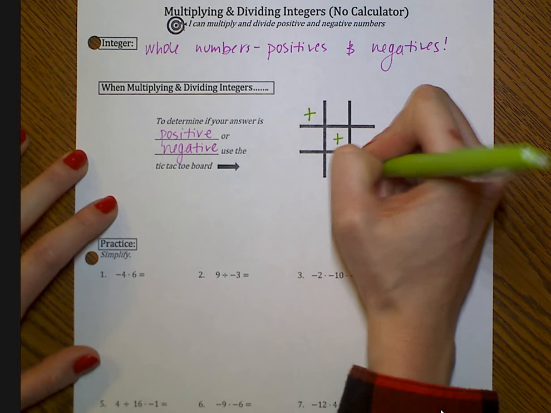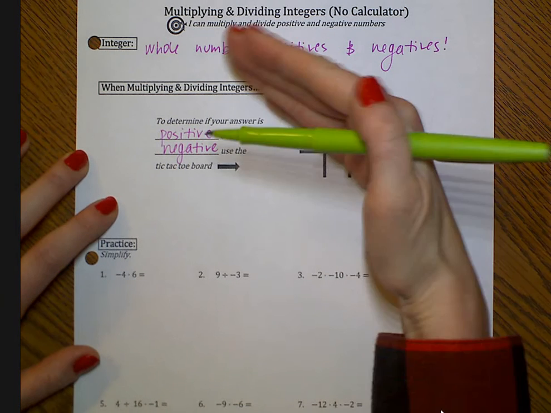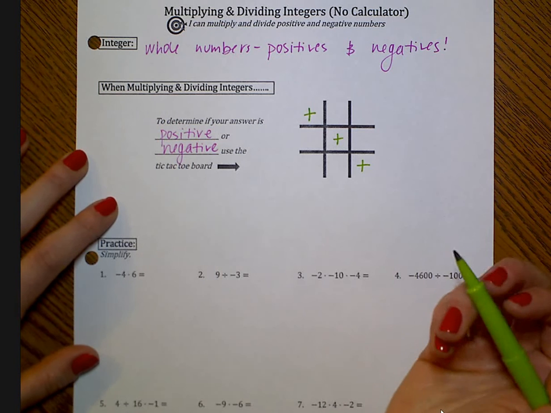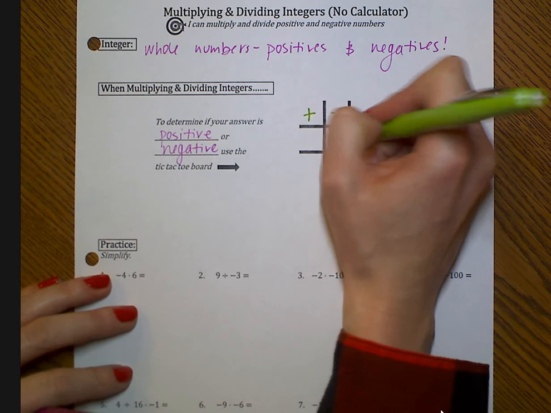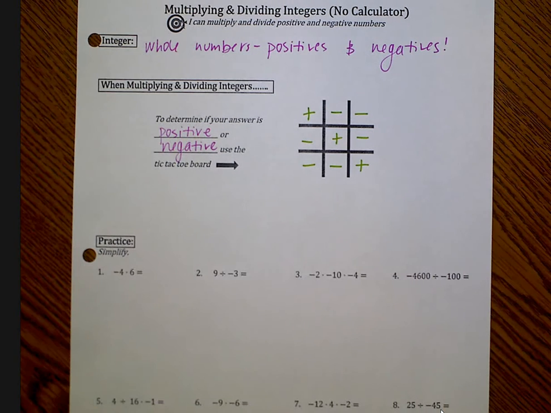If you've never seen this before, you put a plus sign to represent a positive on one of the diagonals. So I could have done it there or there, doesn't matter. And you're going to put negative signs everywhere else. And this will tell you whether your answer is positive or negative.